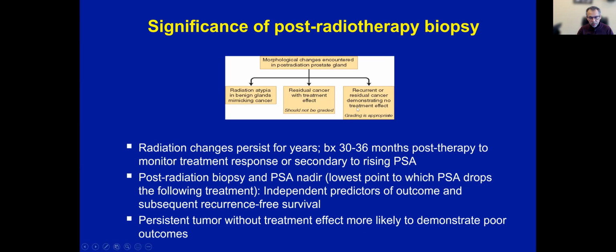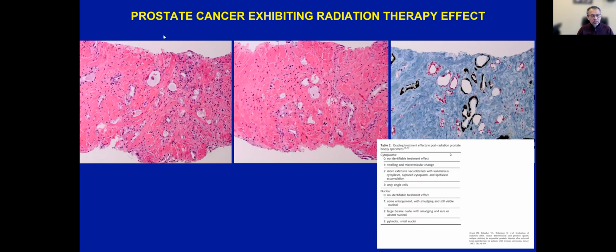So again, this particular group is, in fact, the most important to recognize in the post-treatment setting, because that's not good news for the patient. Here is an example showing prostate cancer exhibiting radiation therapy effect. Similar to androgen deprivation therapy, you see poorly formed glands with cytoplasmic vacuolization.